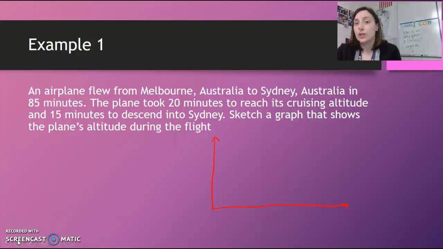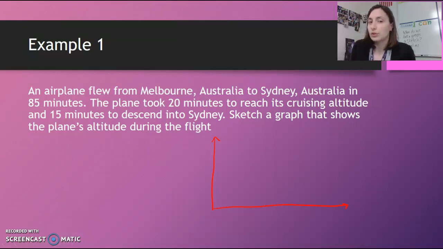Alright, so we're going to do another sketch. This time we're talking about an airplane that flew from Melbourne, Australia to Sydney, Australia in 85 minutes. The plane took 20 minutes to reach its cruising altitude and 15 minutes to descend to Sydney. Sketch a graph that shows the plane's altitude during flight.